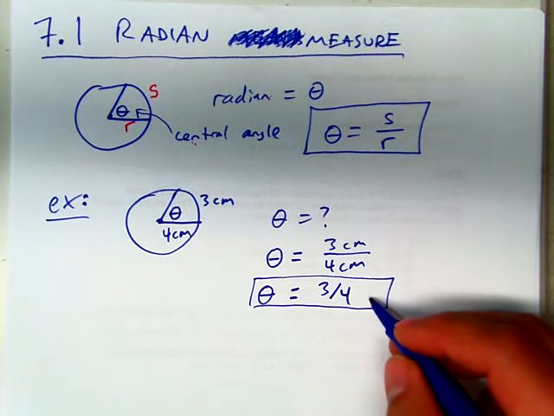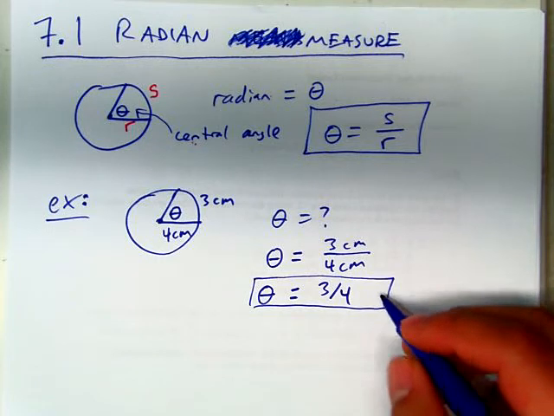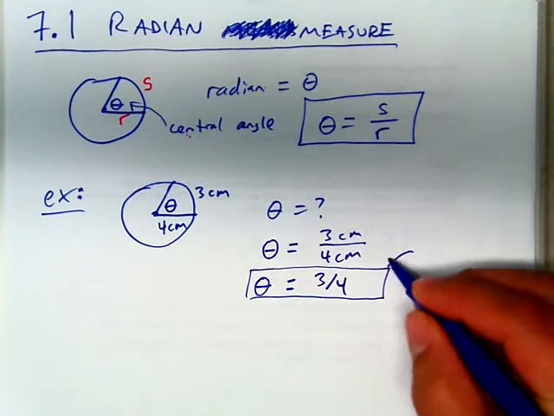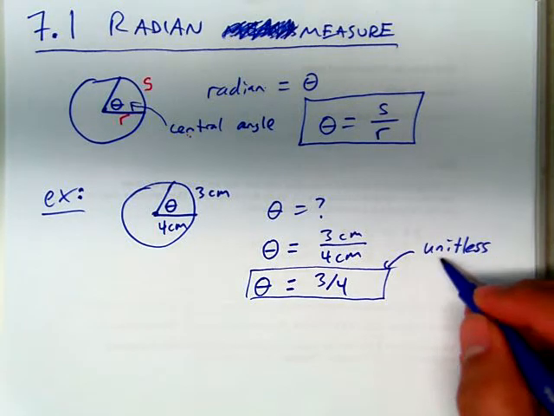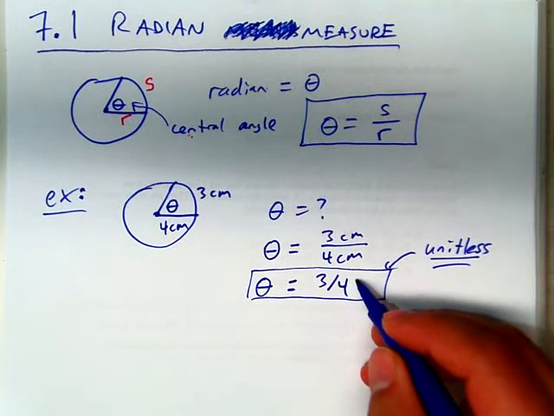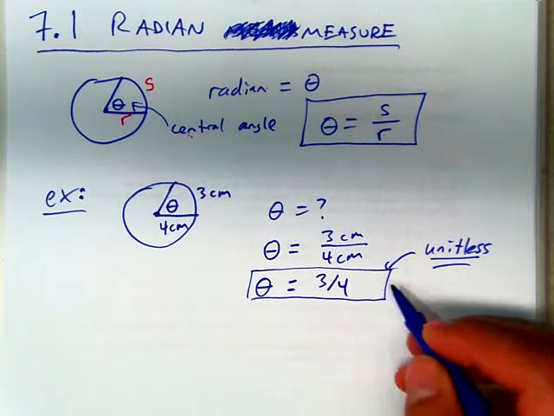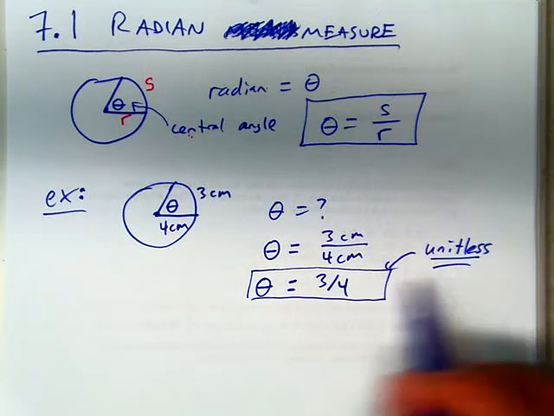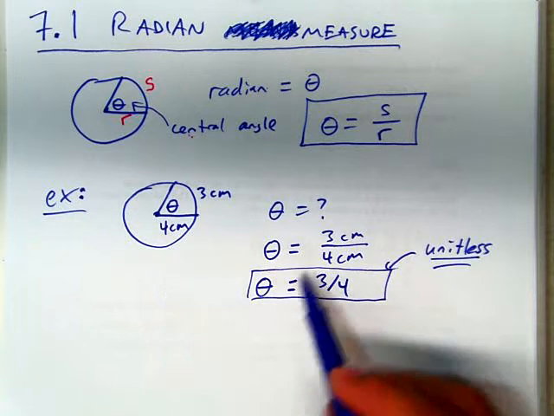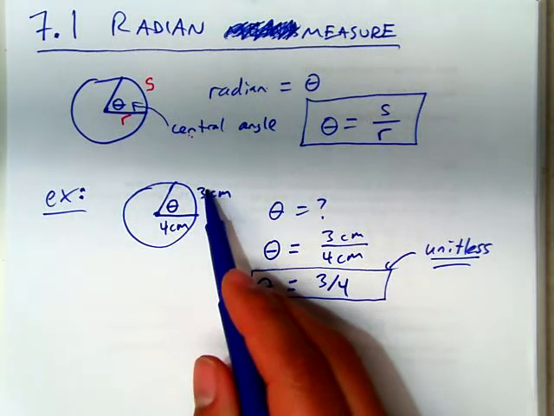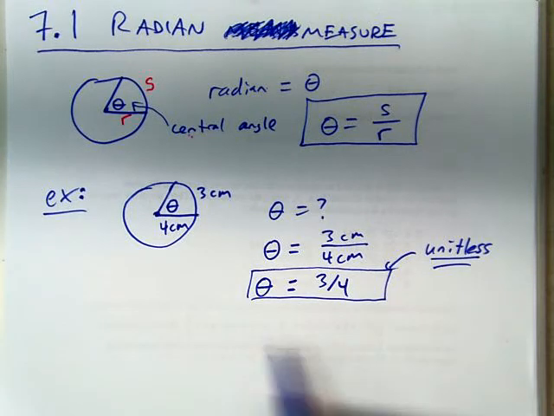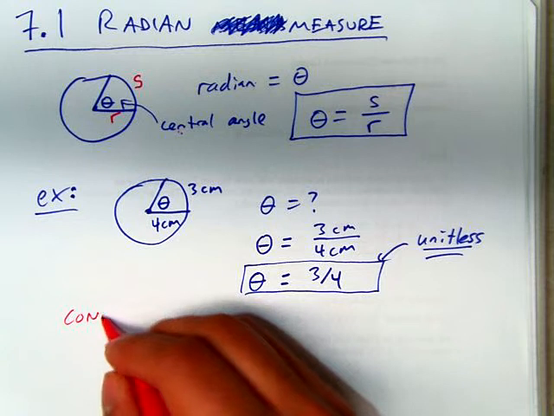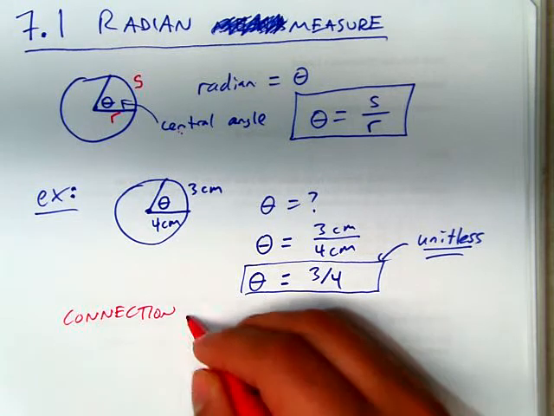You don't have to write radians for the angles. In fact, a radian is considered the unitless angle. If there's no degree symbol here, then you're always going to assume that we're talking about radians. So that's pretty straightforward to see how you find the radian angle for a central angle of a circle. Now the next thing we're going to talk about is the connection to degrees.